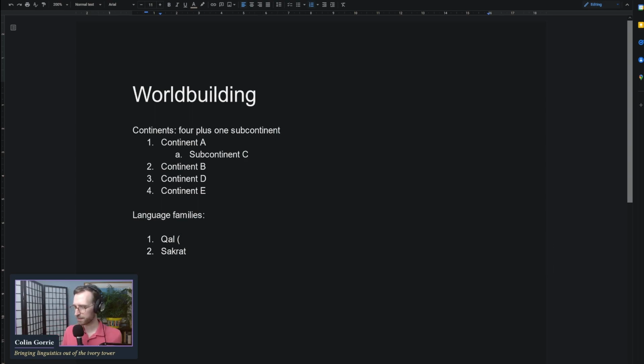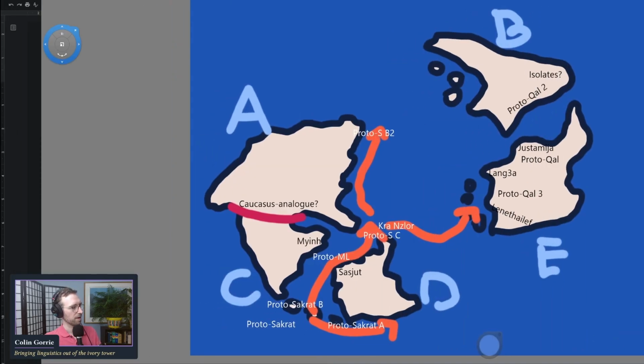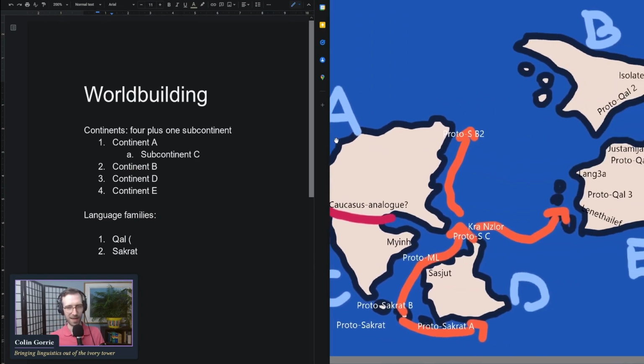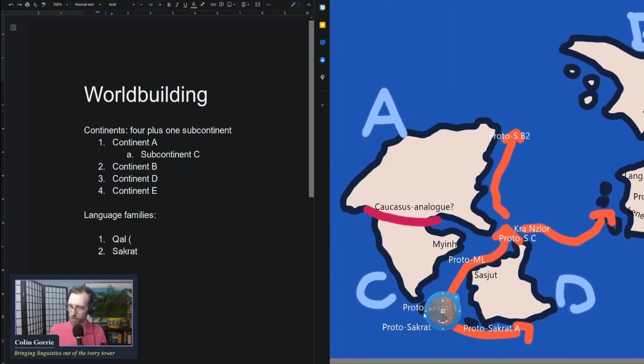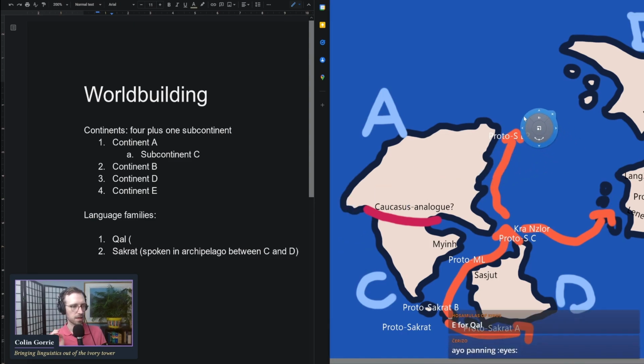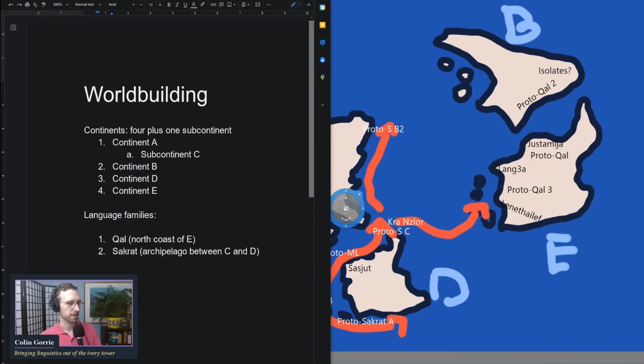The homelands of these families are, maybe we should have both the map and the thing open at the same time. Yeah, probably a good idea, right? And now I know how to pan, so I fear nothing. So Proto-Sakrat is spoken in the archipelago between C and D, and Proto-Kal is spoken on north coast of E. So these are the homelands of these 2 language families.